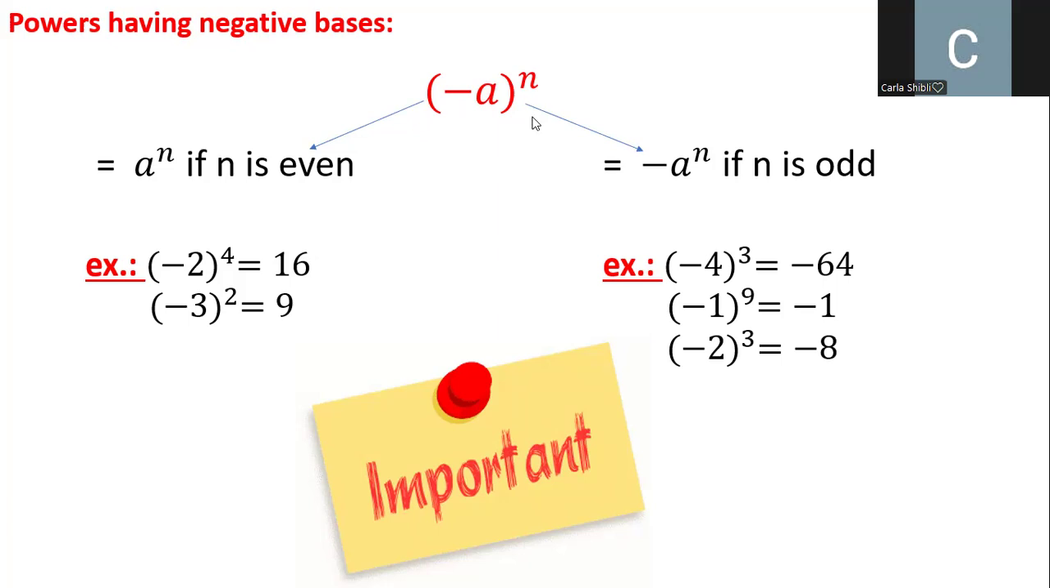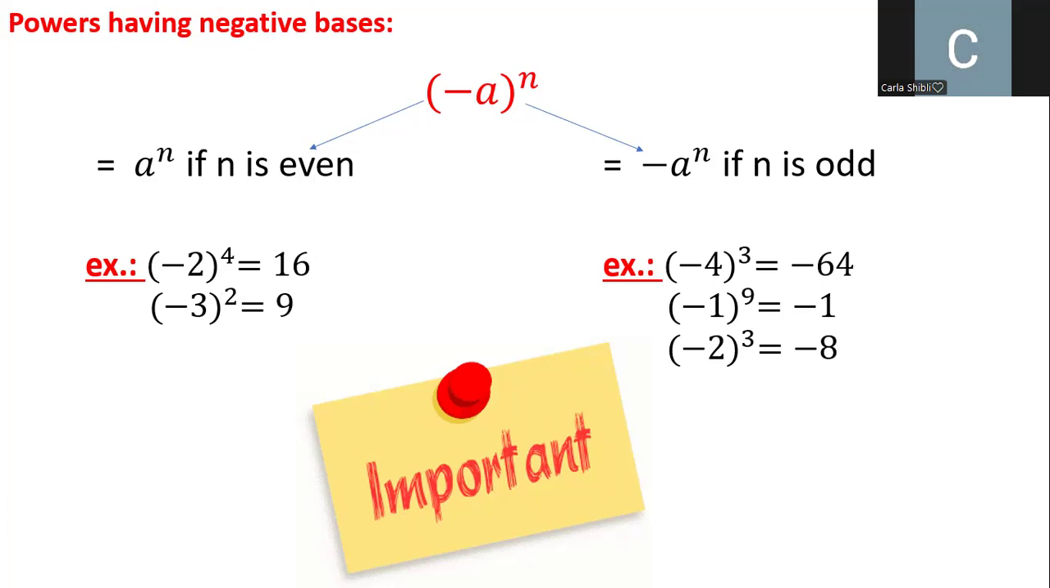Here I have two cases. Whenever we have a negative base, I look at my exponent n. If n is even, my answer will be positive. It will be a to the power n. For example, minus 2, all of it to the power 4. I have a negative base between parentheses and the exponent is 4. You know what we mean by even? These are numbers that are divisible by 2.